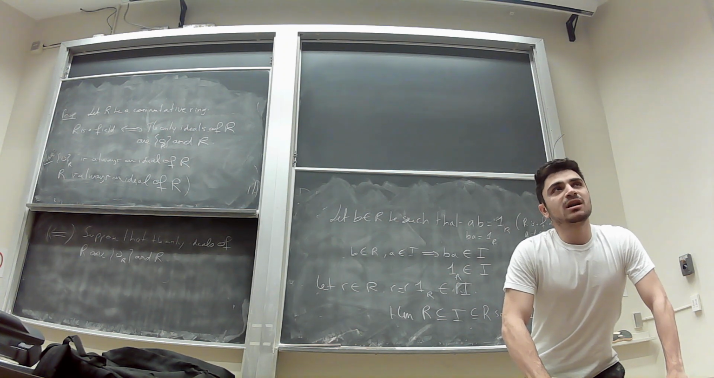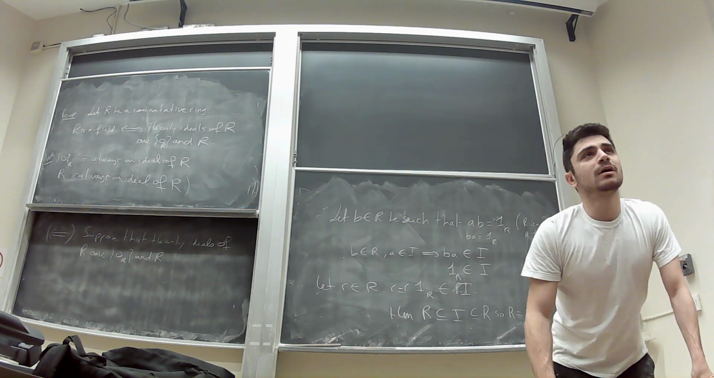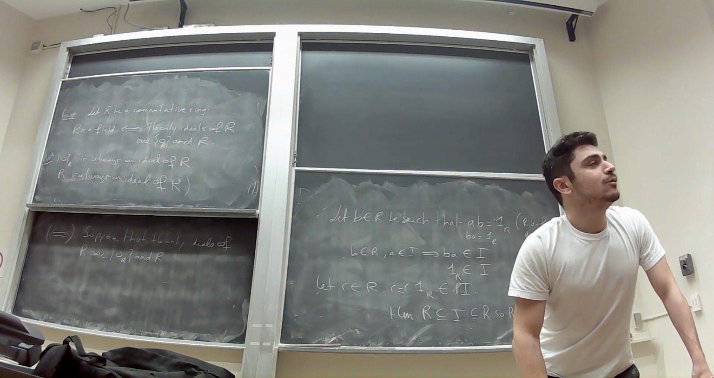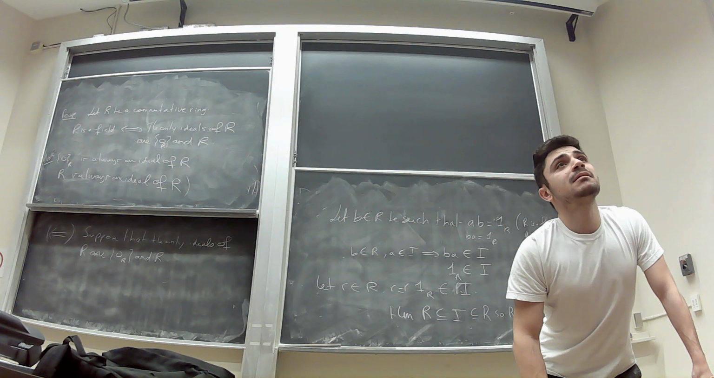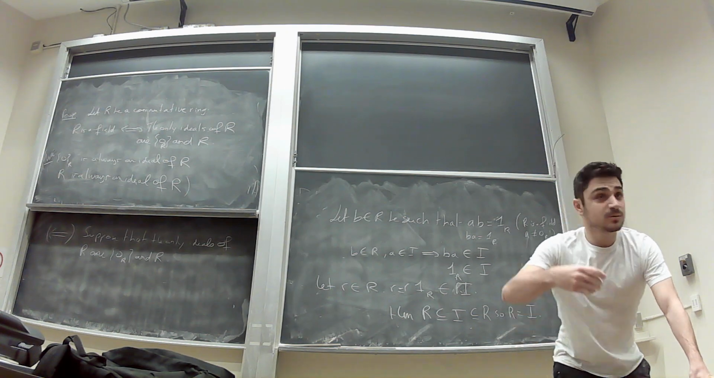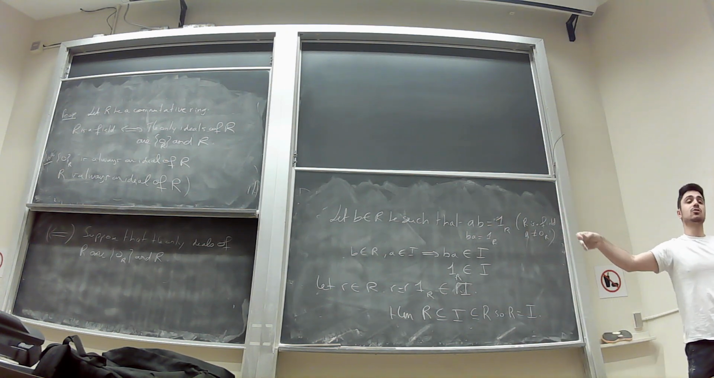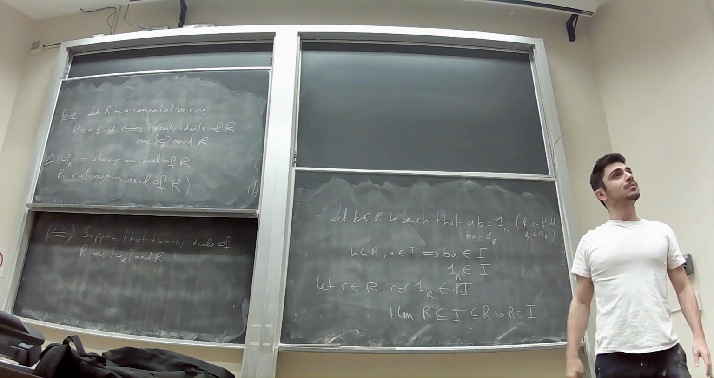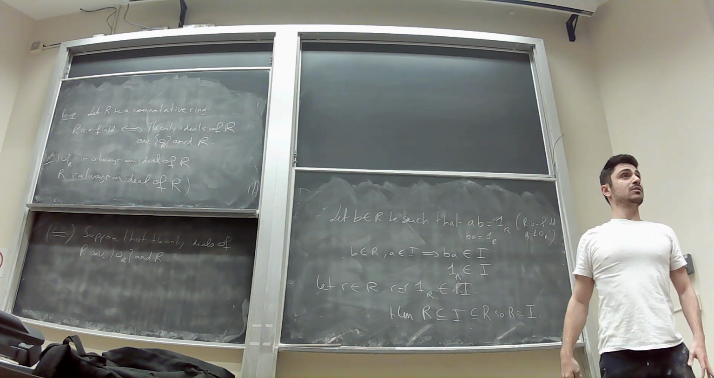So I give you a non-identity element A. Let's talk about groups. Can you find the subgroup that is generated by A? What do you do? You take its powers, right? A, A squared, A cubed, A inverse, A minus 2, right? Yeah. Here we'll do the same thing.